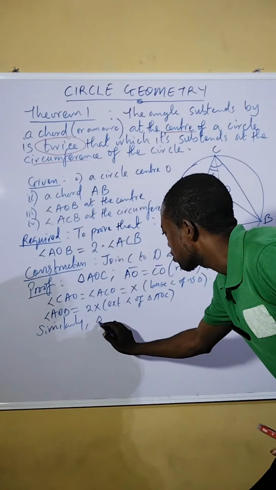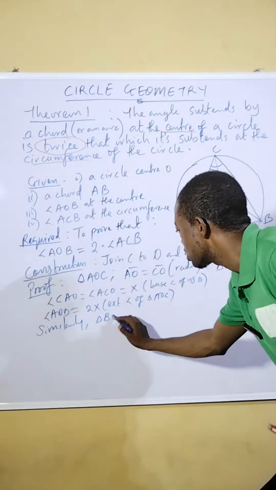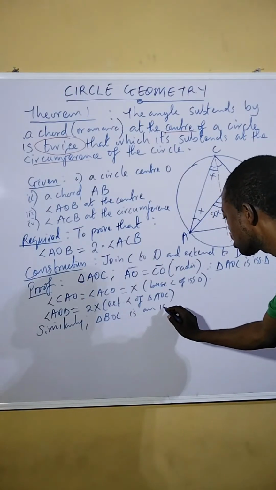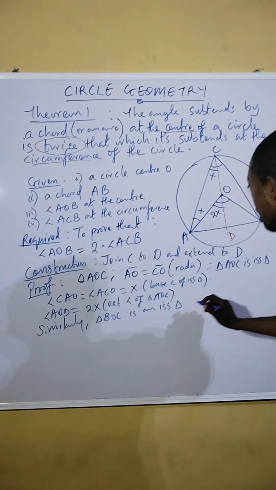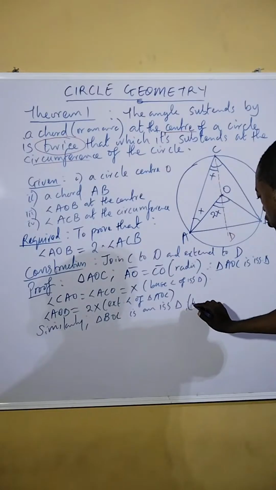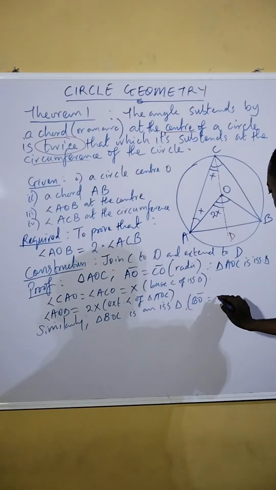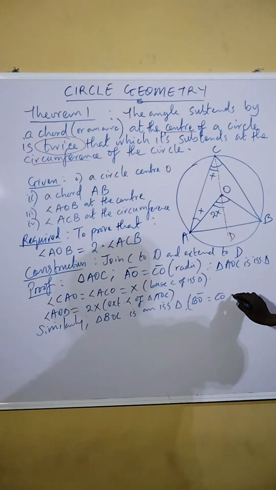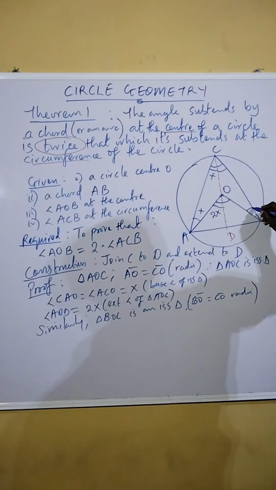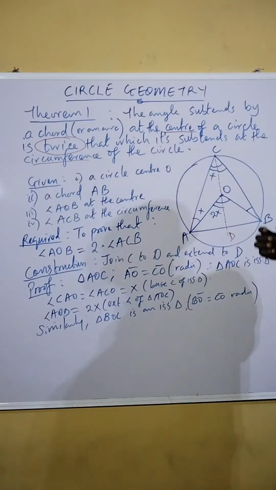You say triangle BOC is an isosceles triangle. You know the reason why? Because line BO is equal to line CO. Why? Because they are radii of the same circle. So that makes this triangle an isosceles triangle. And also the base angles here, this angle and this angle, will be equal. It's a property of an isosceles triangle.